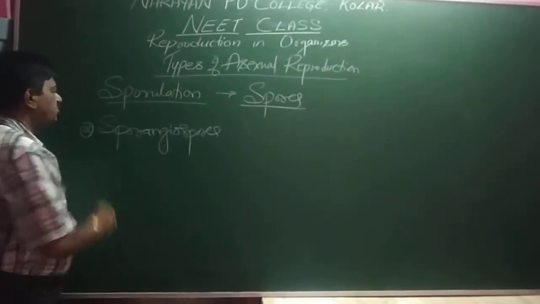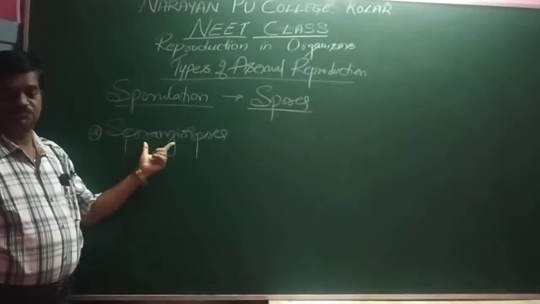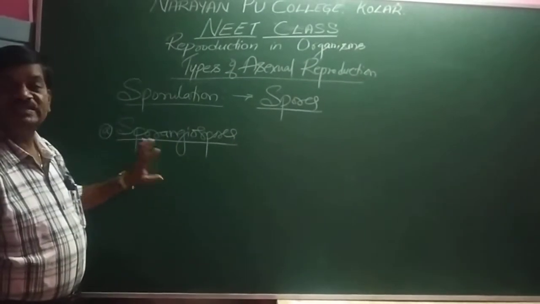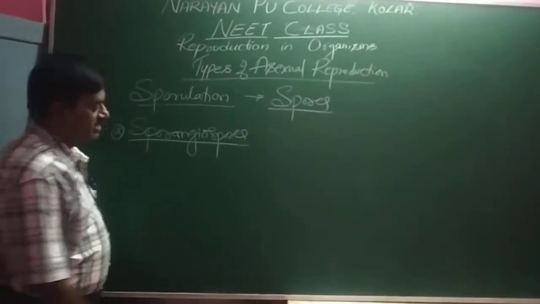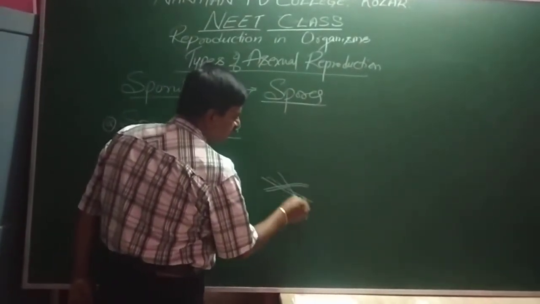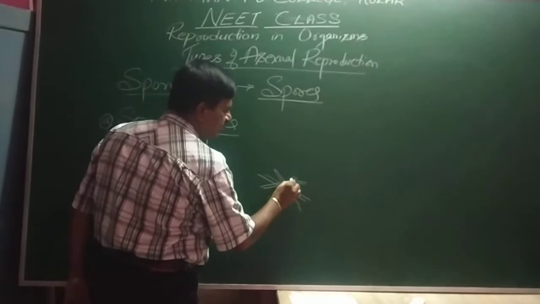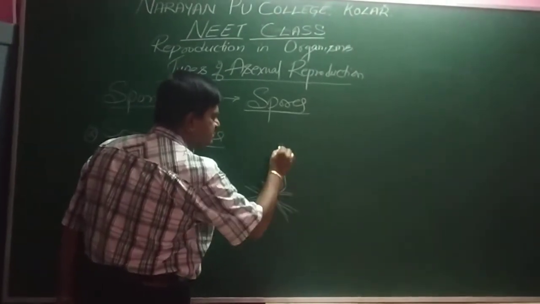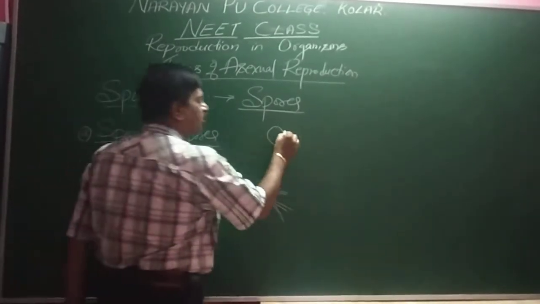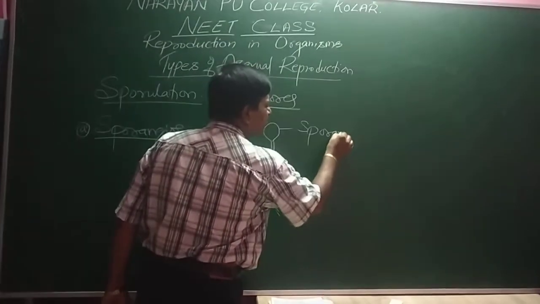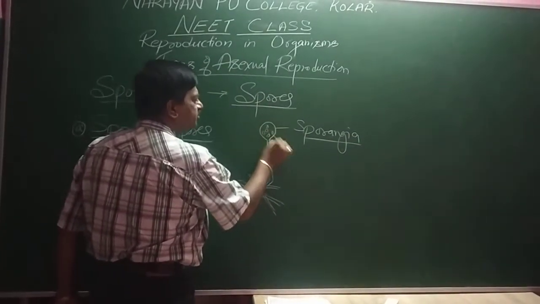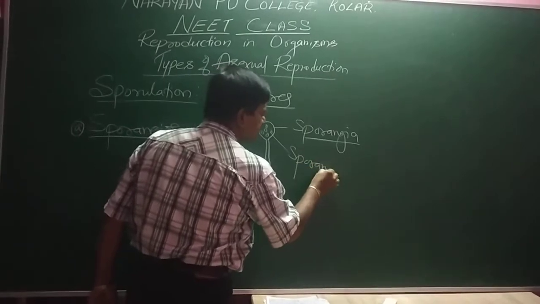The first one is called sporangiospores. Here, there is a presence of the plant body called hyphae or mycelium. This plant body, hyphae or mycelium, produces sporangia. Inside this sporangia, there is a formation of sporangiospores.